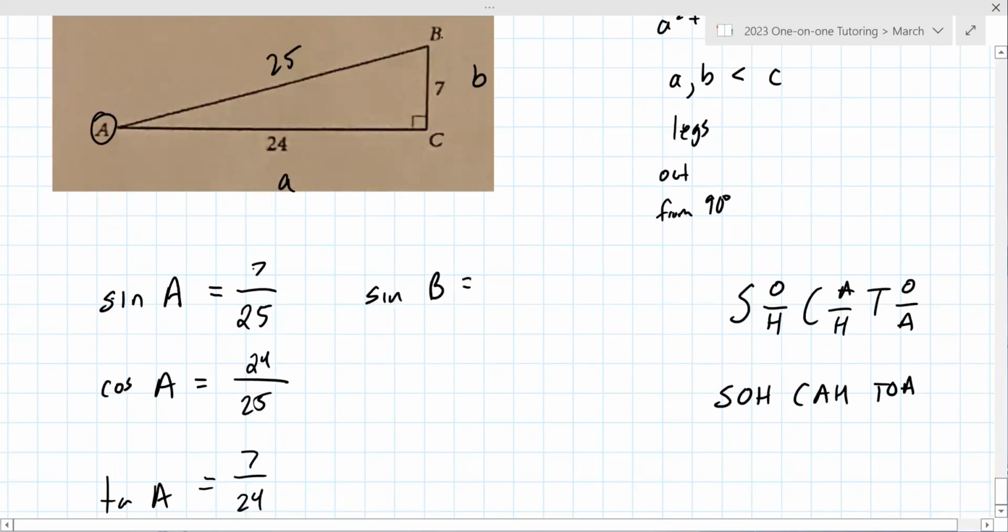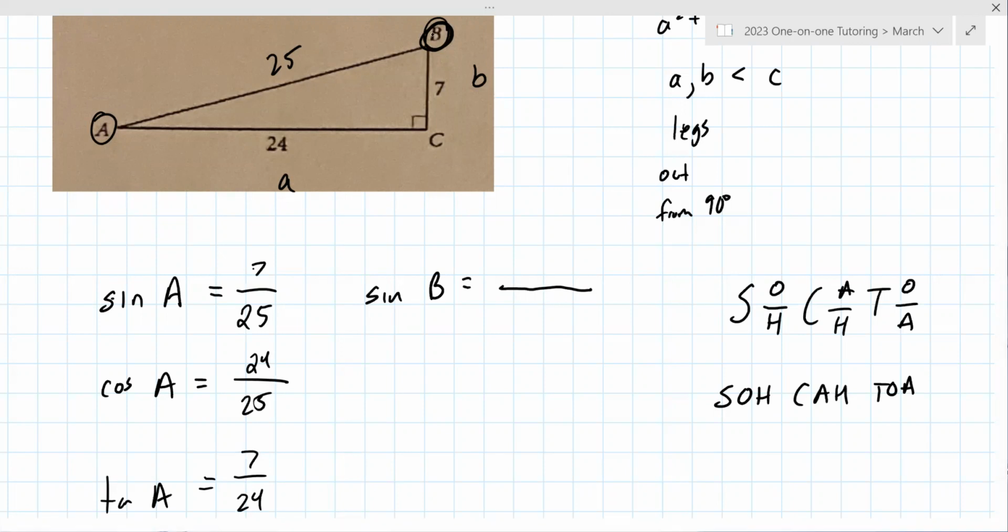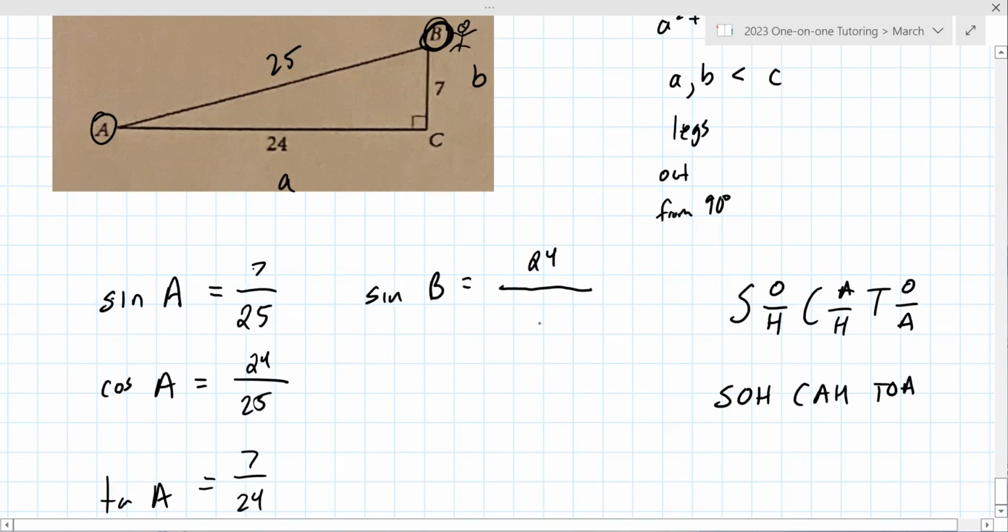Now we're going to do the sine of B. So now we're looking at the other angle. Oh, so that's what they mean, where you're looking at it from that as the angle? Yep, you imagine you're almost there. Okay, so then opposite, 24 is opposite, correct? Yep, over the hypotenuse, 25, for sine.